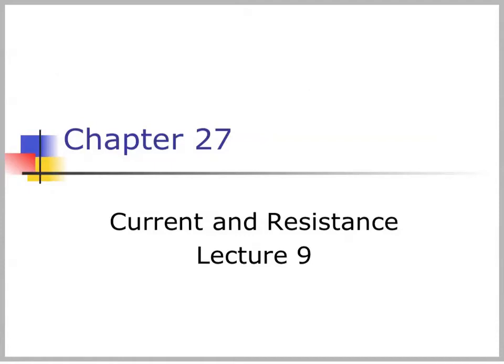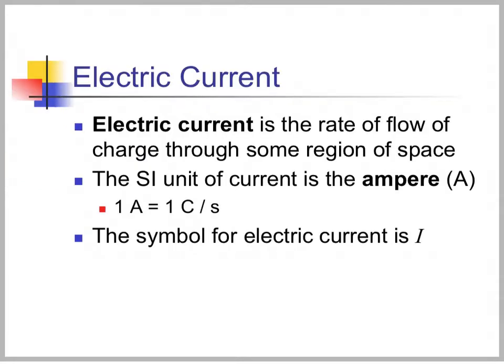This is Physics 2110, Lecture 9, and today we're going to talk about current and resistance. So electrical current is the rate of flow of charge through some region of space. And the SI unit of current is an ampere, and 1 ampere is 1 coulomb per second going through some region of space. The symbol we use for electric current is I.